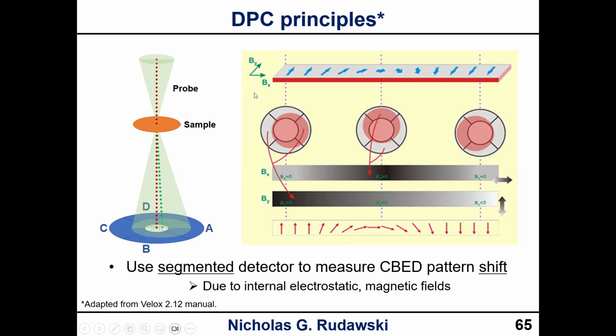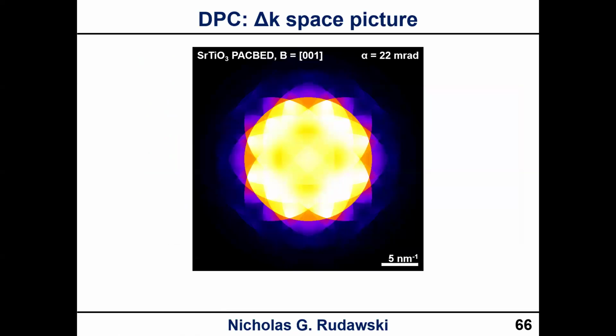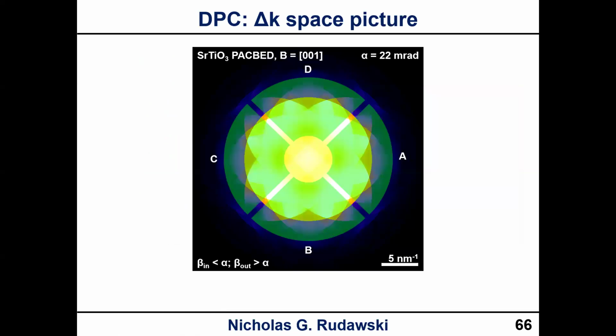The idea is we have a segmented detector. We can measure differences in signal on those segments to measure the CBED pattern shift, again due to internal electrostatic or magnetic fields. If we look at the picture here, we have a segmented detector. This could be oriented however you want. I just have these rotated off by about 45 degrees here, but we have opposing segments.